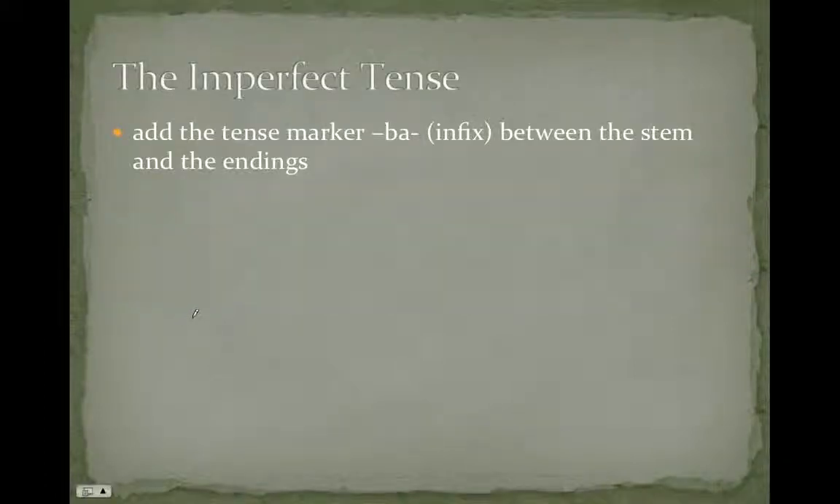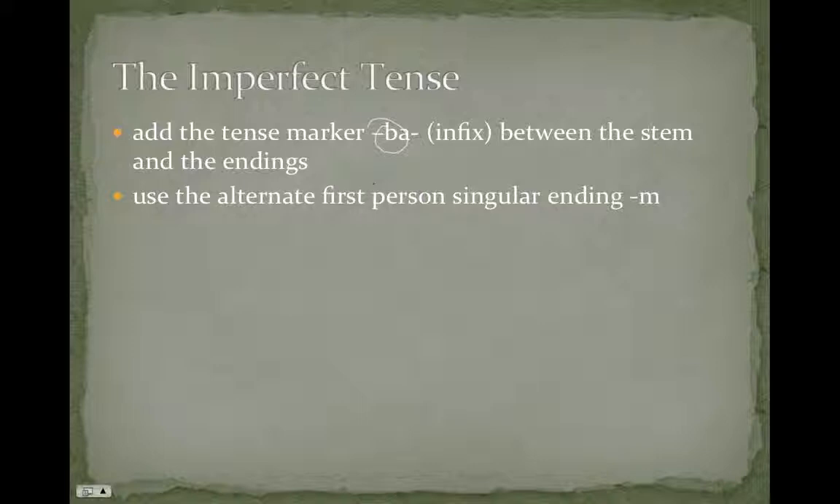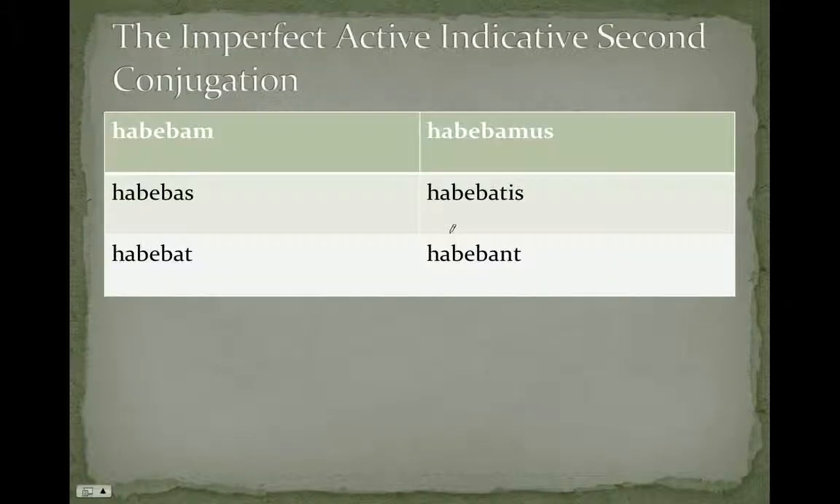The imperfect tense, if you remember, we add the infix, the tense marker BA, between the stem and the endings, and that we use that alternate first person singular ending of M, not O. Otherwise it is exactly the same as the first conjugation. So we have our stem habe, plus BA, plus M. Habebam, I was holding. Habebas, you were holding. Habebat, he, she, it was holding. Habebamus, we were holding. Habebatis, you were holding. Habebant, they were holding. Again, exactly the same conjugation, except that the stem is different.